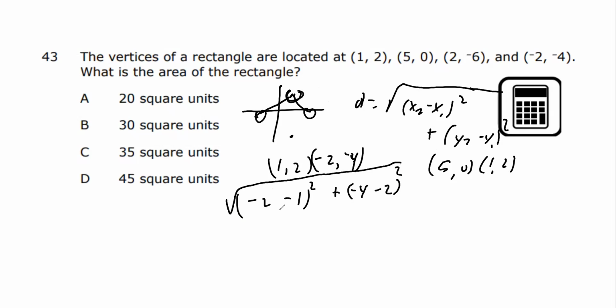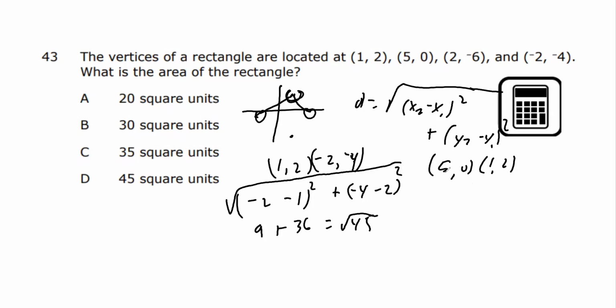-2 minus 1 is -3. -3 squared is 9, plus -4 minus 2 is -6, squared is 36, and that gives you 45, and it's the square root of 45. Now that may seem intimidating. It may seem like you're wrong, but you're not. But it is a little intimidating.